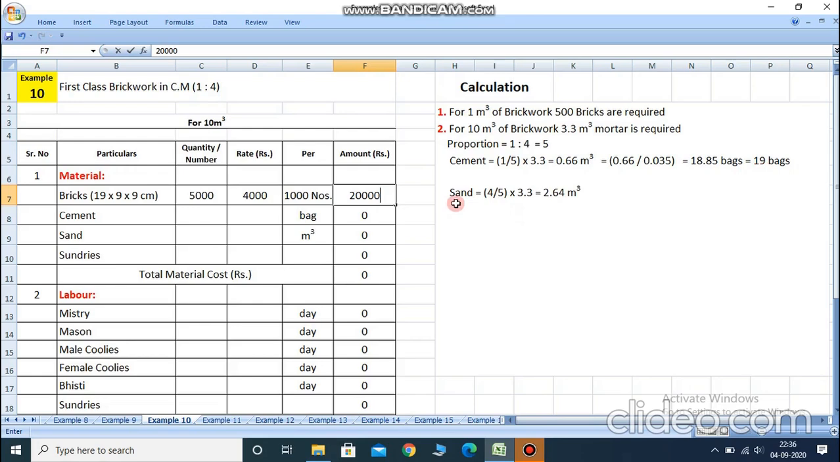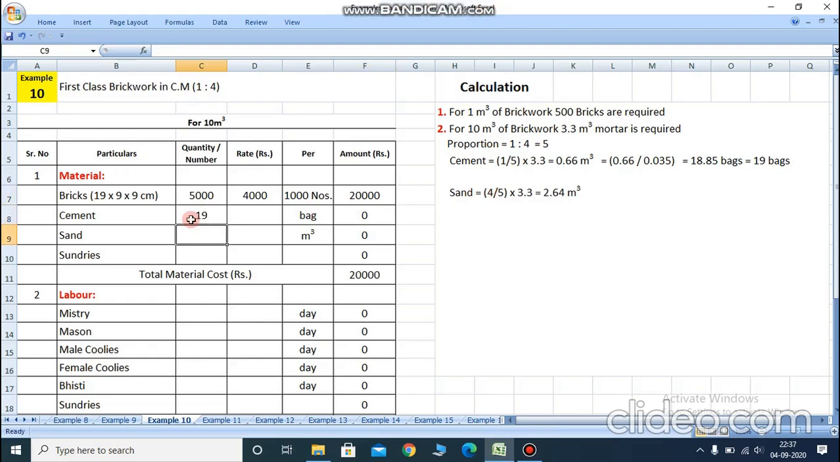Now find out the sand quantity. Sand is the 4 part out of 5, so 4 divided by 5 multiplied by 3.3. So 2.64 meter cube is the sand quantity. So here we write the number of bags required: 19 bags.